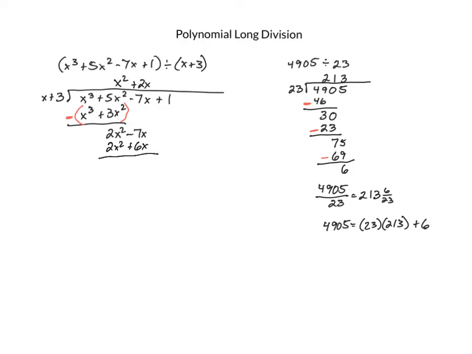And once again, we subtract. When we do the subtraction there, we are going to make sure we take care with the signs. We have a negative 7x minus a 6x. So that's negative 13x. We bring down our plus 1, and we continue one more time.